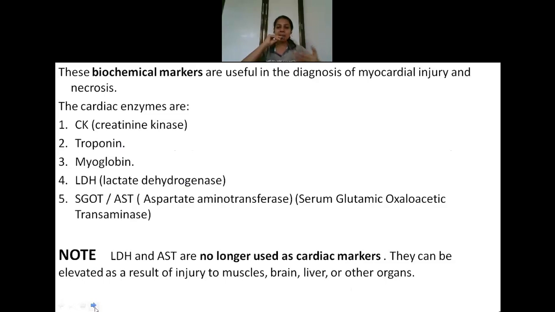Now there are many types of cardiac enzymes. Not only one cardiac enzyme, we have nearly 5. The cardiac enzymes are creatinine kinase, troponin, myoglobin, LDH, that is lactate dehydrogenase, and SGOT, which is also called AST. AST stands for aspartate aminotransferase, and SGOT stands for serum glutamic oxaloacetic transaminase. These are the 5 cardiac enzymes that are usually released into the blood when there is myocardial cell damage, especially during a heart attack.